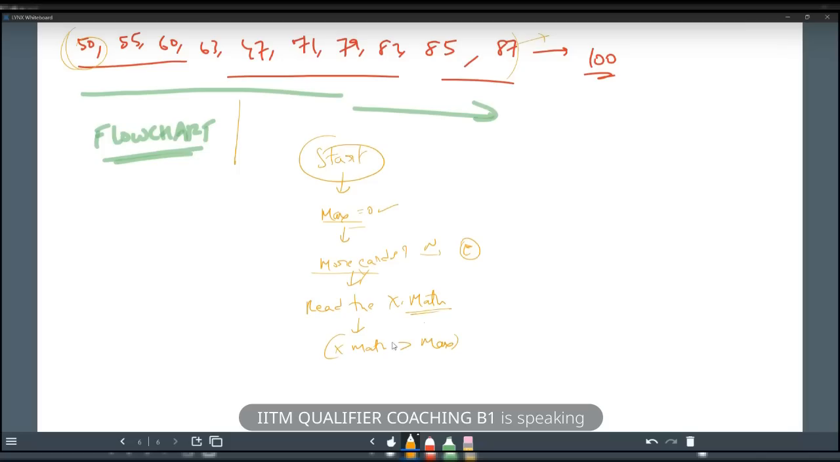We need to compare each and every card's math score to the max variable. Here, internally, what does this mean? 50 is greater than 0. So what do we need to do? We need to store the math score inside the max variable, and then we need to place the card in pile 2.